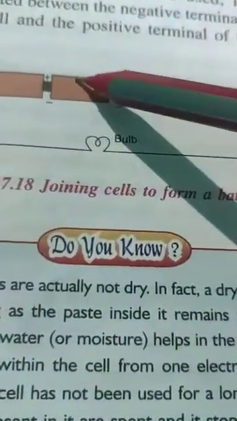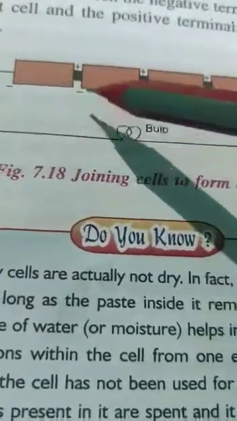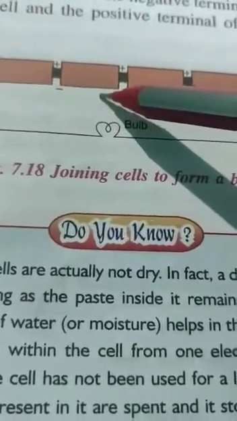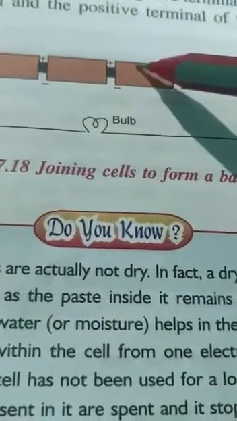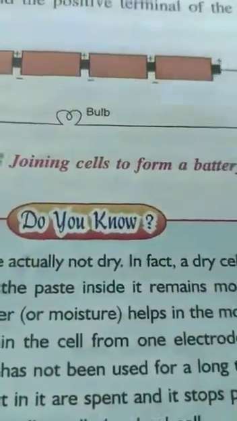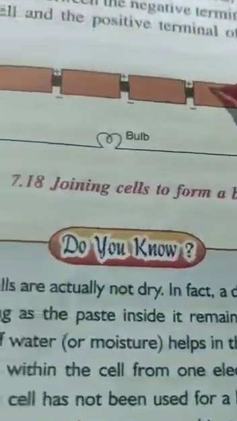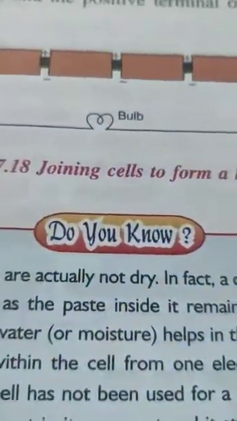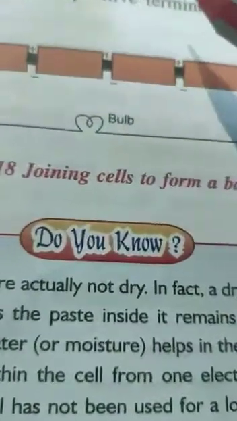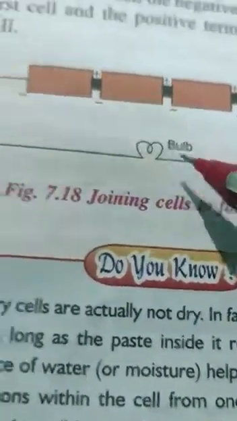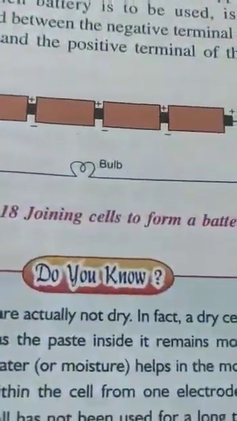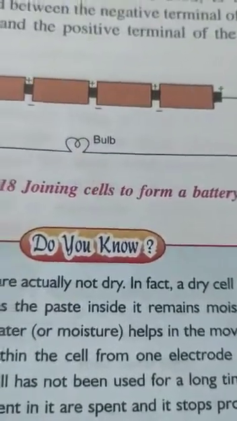To form a battery, the positive terminal of one cell is kept in contact with the negative terminal of the second cell, and the positive terminal of the second cell is in contact with the negative terminal of the third cell, and so on. So in this manner we can connect 2, 3, 4 batteries. We will use more electricity.